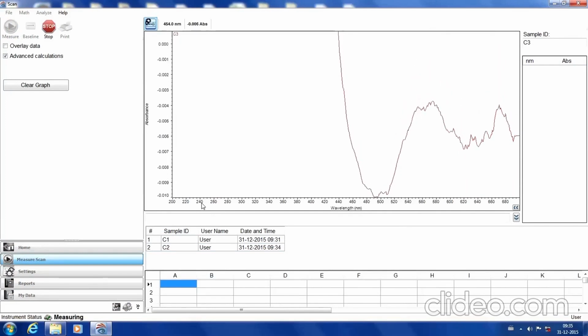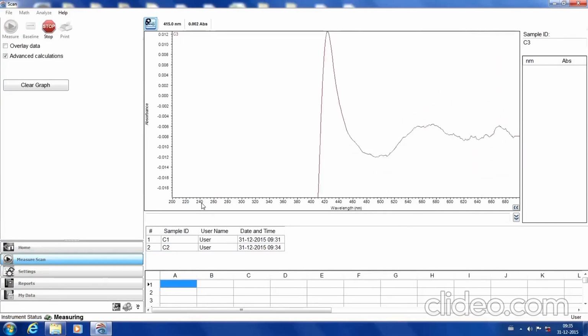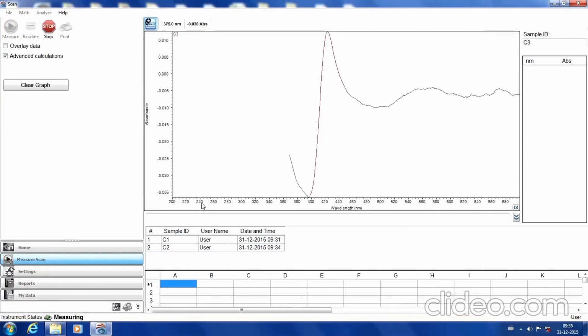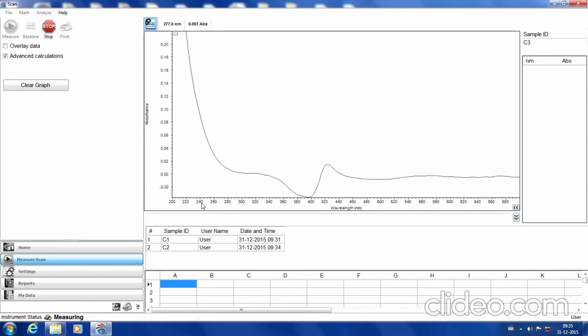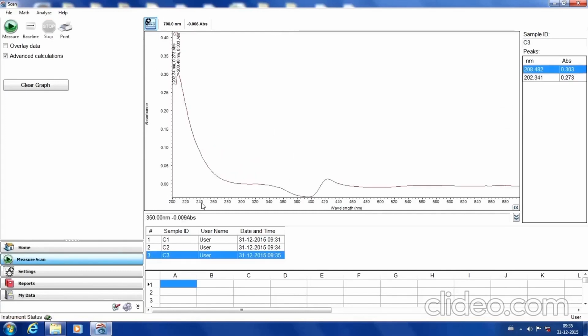and similarly we will keep increasing the concentration of the ligand until we see that there is no significant difference between the dips of the peak, and then after that we will use this difference in the absorbance to calculate the Kd value of this ligand binding to this protein.